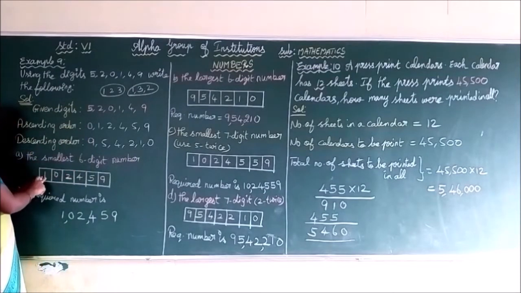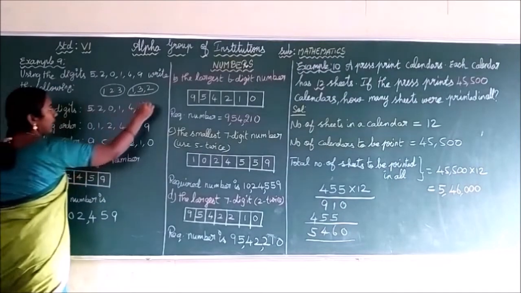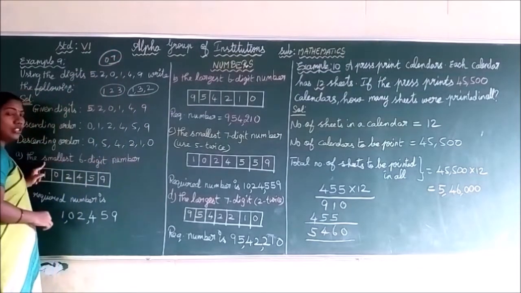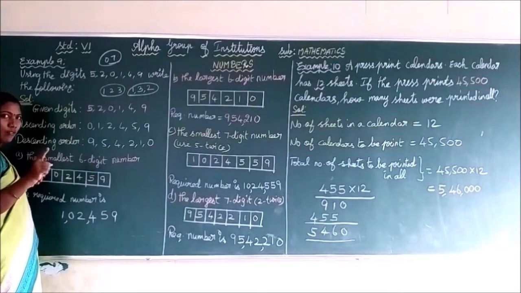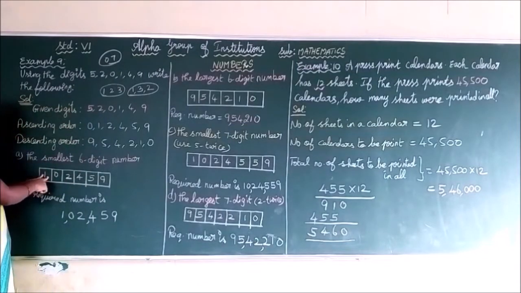See the ascending order. The first number is 0 here. So if you write the 0 here, the first number becomes 0, which means the number becomes a 5-digit number. Suppose you write the number like this, 0, 7. Is this a 2-digit number? No, it is a 1-digit number, 7 only, because before it you are writing the 0 only. So you have to avoid the 0 in the first place.